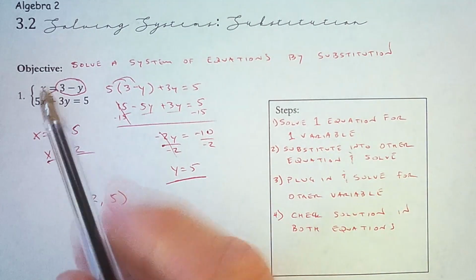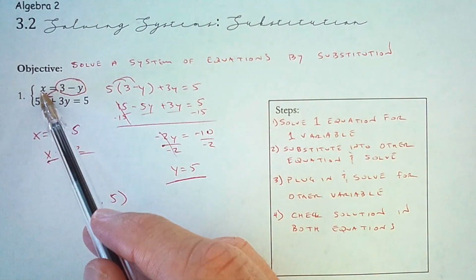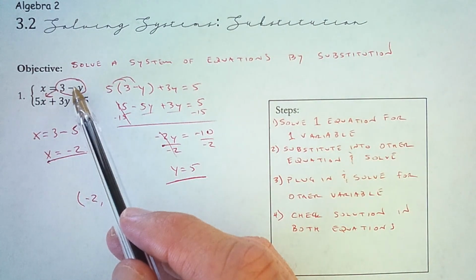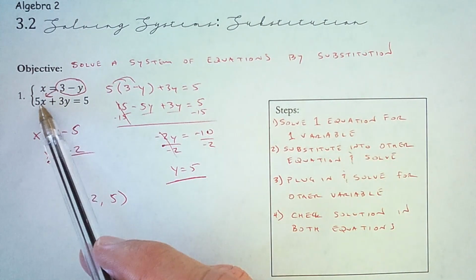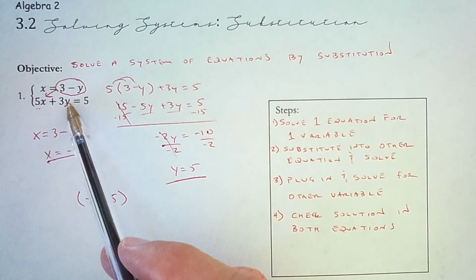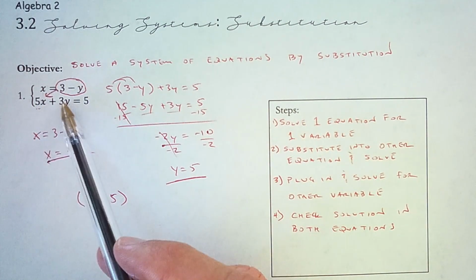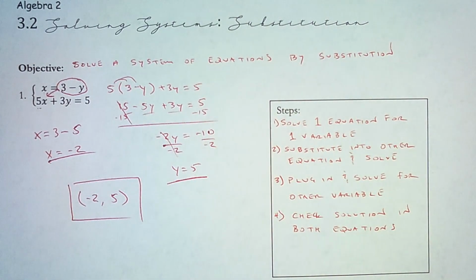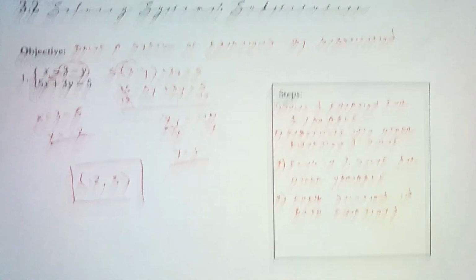Now, let's just check that. So negative 2 equals 3 minus 5. That is true. How about here? 5 times negative 2, that's negative 10, plus 3 times 5, which is 15. Negative 10 plus 15 equals 5. That is true. So that means that my solution here, negative 2, 5, is correct.